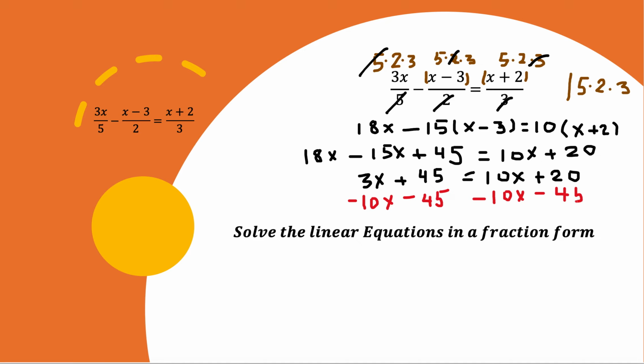And now I'm going to see what we can do. First of all, let's see what I can simplify here. Minus 45 plus 45 simplifies. 10x minus 10x cancels. So now what remains is 3x minus 10x, which is minus 7x. This is what I have now. And on the other side, 20 minus 45 is minus 25.